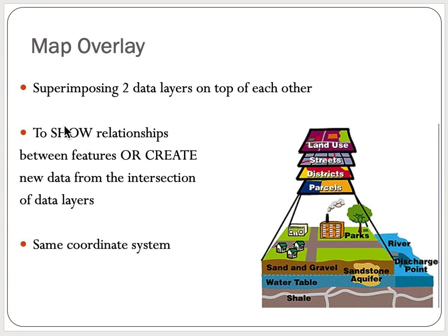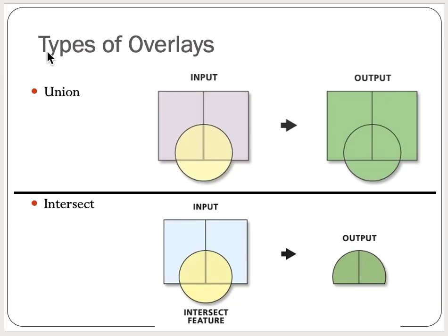So for map overlay, you are superimposing two data layers on top of each other. This is to show relationships between features or create new data from the intersection of data layers, and it has the same coordinate system. So these are the two types of overlays. We have union and intersect.